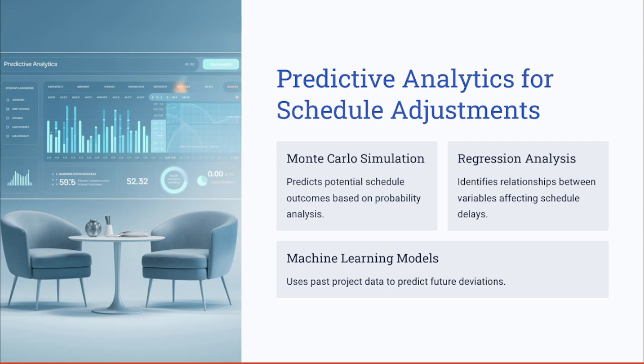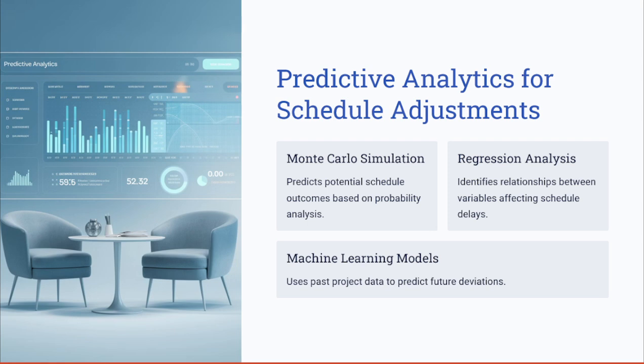The key techniques you can use to conduct predictive schedule adjustment are, first, Monte Carlo simulation, which predicts potential schedule outcomes based on probability analysis. The next technique is regression analysis, which identifies the relationships between the variables affecting schedule delays. The third technique is machine learning models, which use past project data to predict future deviation.